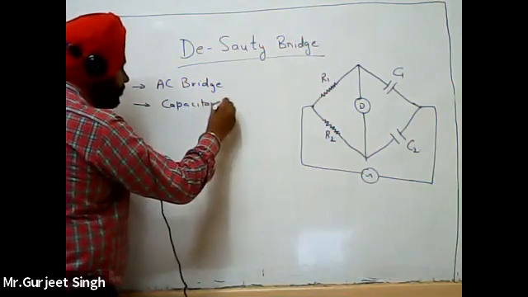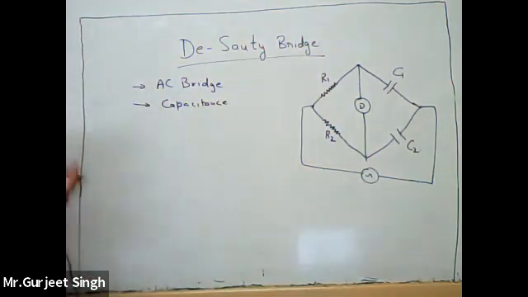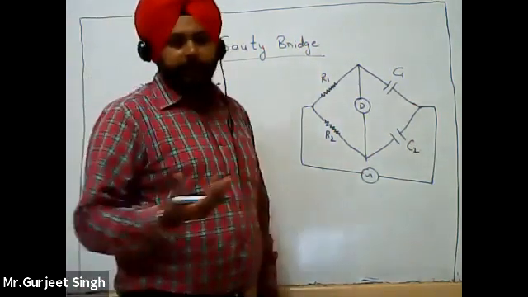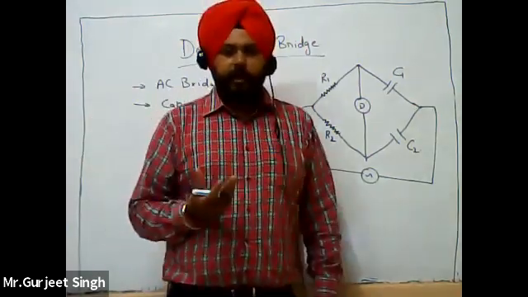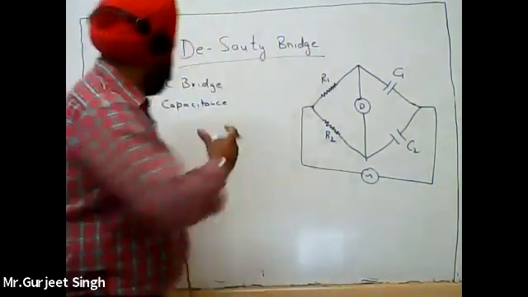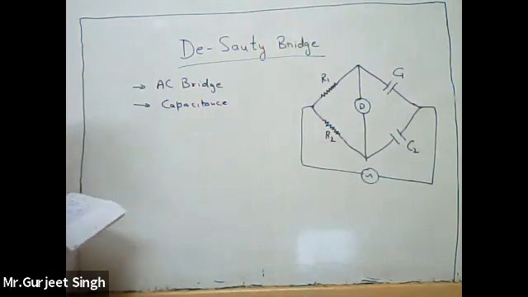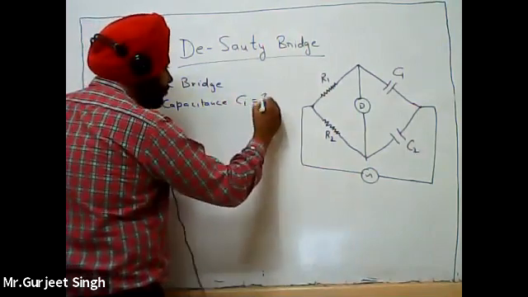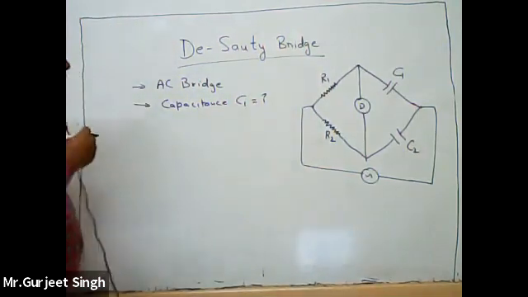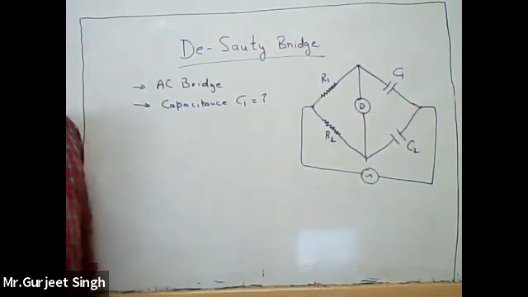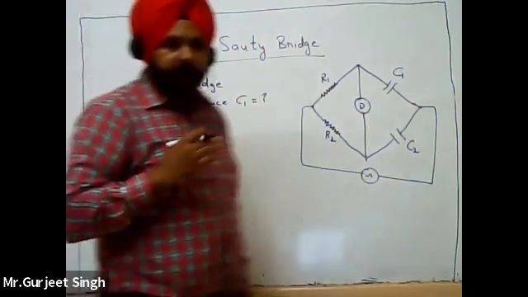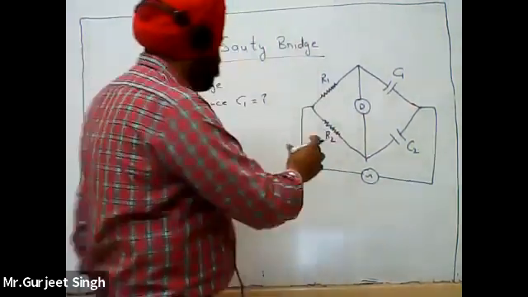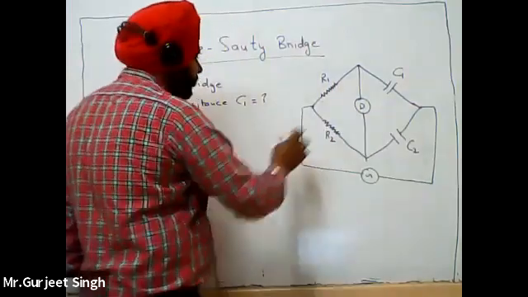This bridge is used to find out the value of a capacitor. We will find out the value of the unknown capacitor with the help of this bridge, the capacitor C1. And the C2 capacitor is the known capacitor.